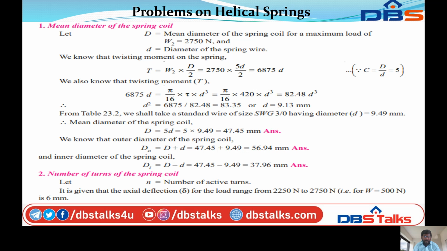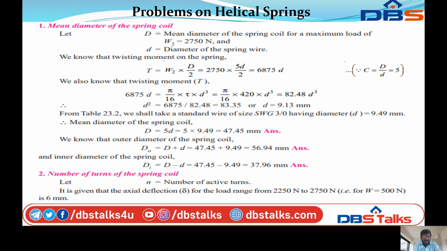And the inner diameter of the spring coil, Di, is equal to capital D minus small d. So outer diameter means capital D plus small d, and inner diameter means capital D minus small d: 47.45 minus 9.49, that is equal to 37.96 mm. So in this problem, the mean diameter D, inner diameter Di and outer diameter Do are calculated using these formulas.